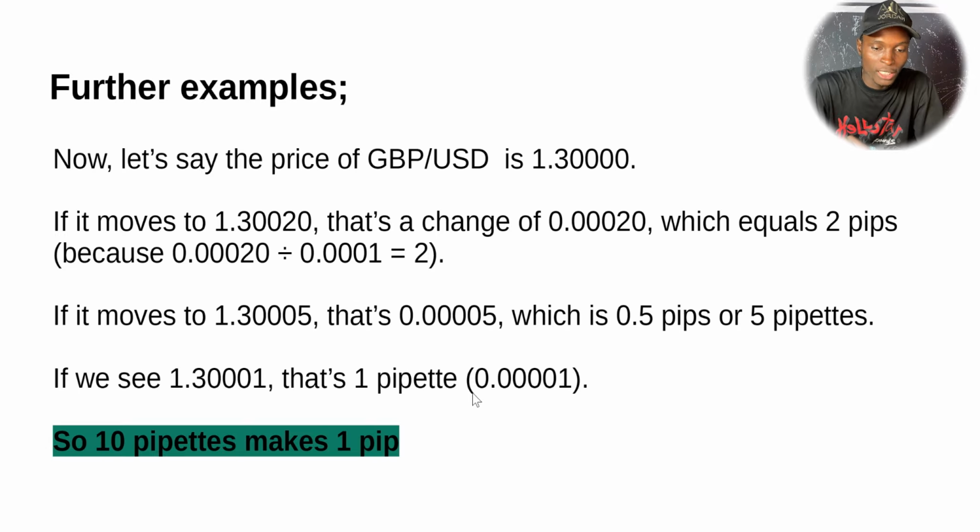Now, if you want to convert this to pip, you are going to be getting a lot of fractions. That's why pipette is known as fractional pip. So 10 pipettes makes 1 pip. Always remember that 10 pipettes makes 1 pip.